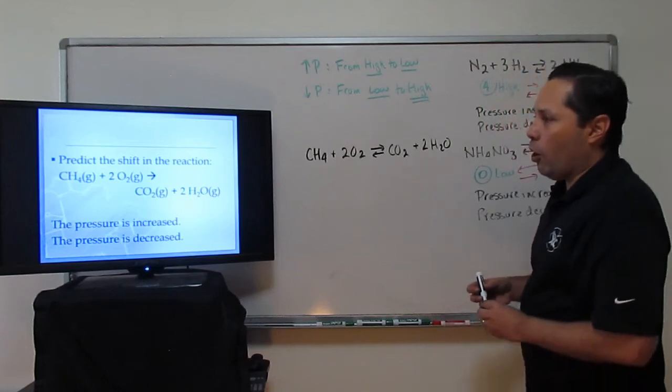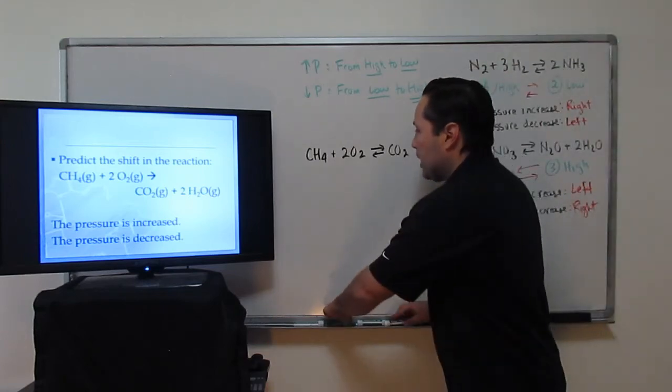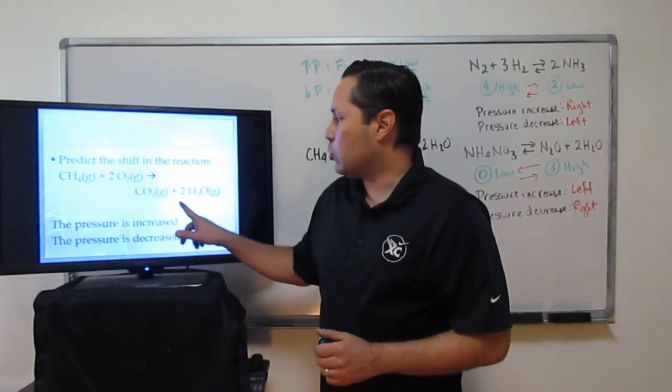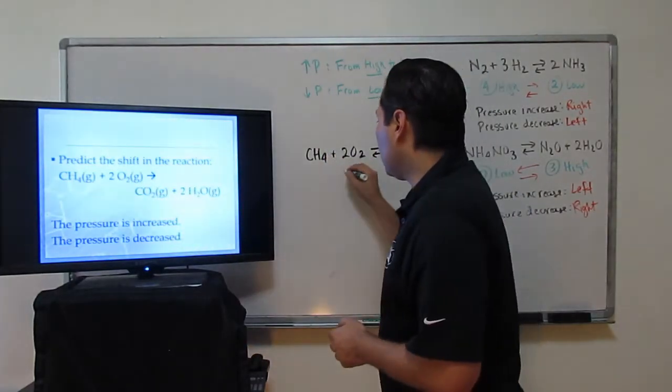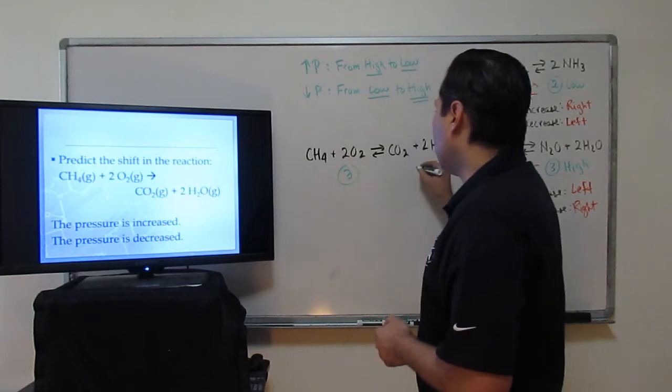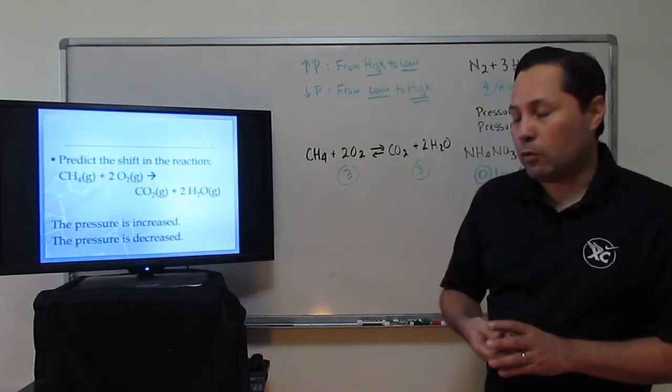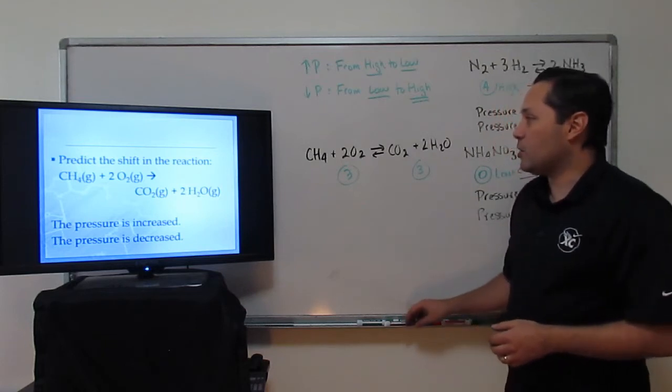All right, if all of these are gases, and if we count how many gases on the left and how many on the right, there's 2 plus 1 on the left, 2 plus 1 on the right. So this one has 3, and the other side has 3 as well. So which is the high and which is the low? There is no high, there is no low.